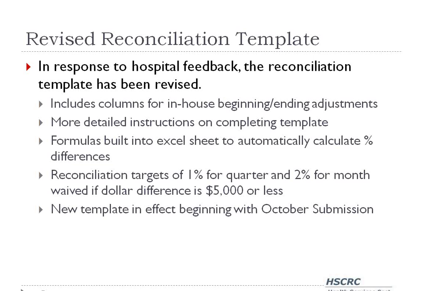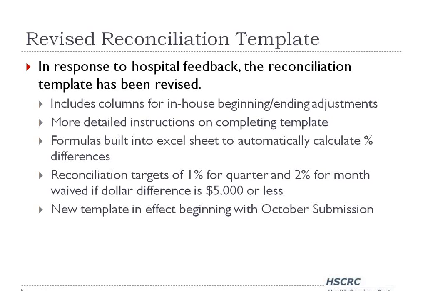So there's a new reconciliation template that we sent out, and we'll be showing you in a moment if you haven't already looked at it. The changes primarily reflect the feedback we've received from all of you, as well as our review of your initial submissions, and there was obviously some confusion as different institutions submitted the information slightly differently. So we're trying to make some improvements. A couple of the major changes: we've added columns for in-house beginning and ending adjustments, as that was an issue at almost every hospital in doing the reconciliation.